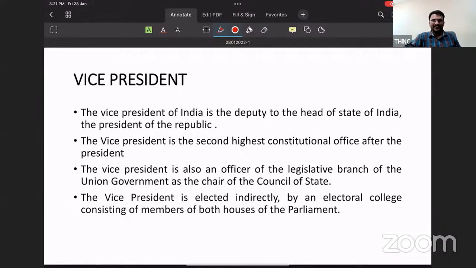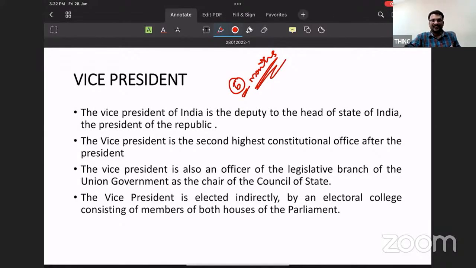But unlike the USA, where the vice president, if he assumes charge, rules for the remaining term, in India the maximum time is 6 months. After 6 months, there should be a new president.